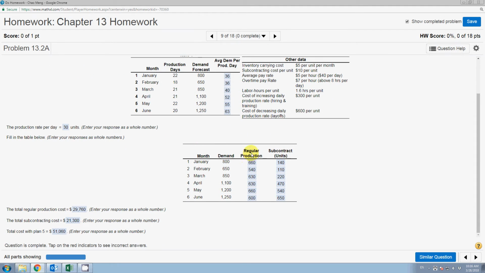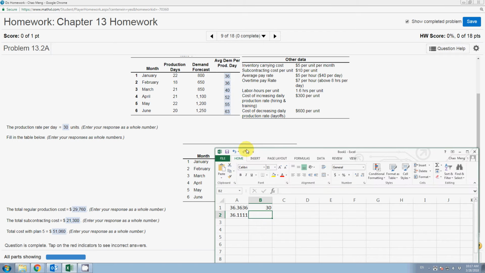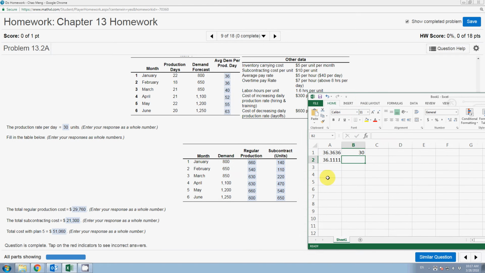Next, let's calculate the regular production for each month and the subcontracting. Let's use the in-house production, or the regular production, first to meet the demand. If we don't have enough production to meet all the demand, the rest of the demand will be subcontracted. So let's do the math here. For January, we still have 6 workers, each one with 8 hours.